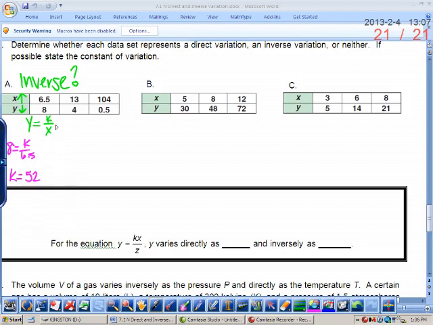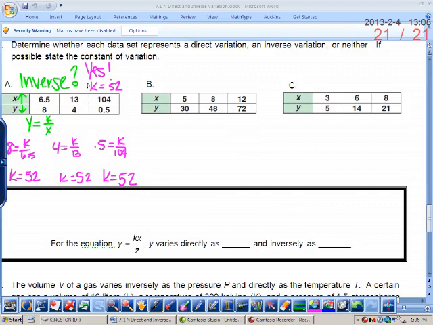Now we're going to check our next point. 4 equals K over 13. What's K? 52. All right, so far so good. Check your last point. 0.5 equals K over 104. What does that give us? 52. So since your K values were the same, this is an inverse variation with K equal to 52.